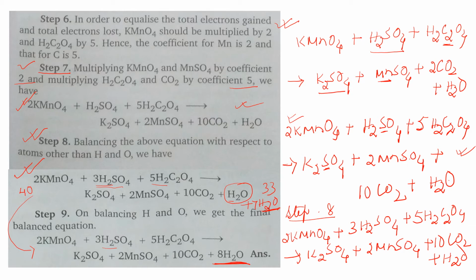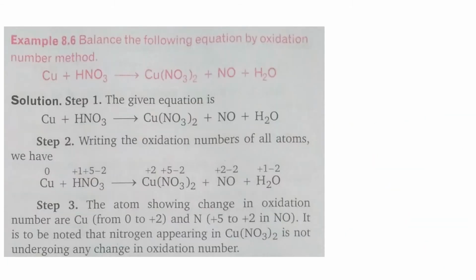You will not be able to balance this equation. Am I clear to you? Now balance the following equation by oxidation number method. Copper plus HNO3 is giving you copper nitrate, Cu(NO3)2, plus NO plus H2O. Now again you can see there is HNO3. That means it is in the acidic medium.